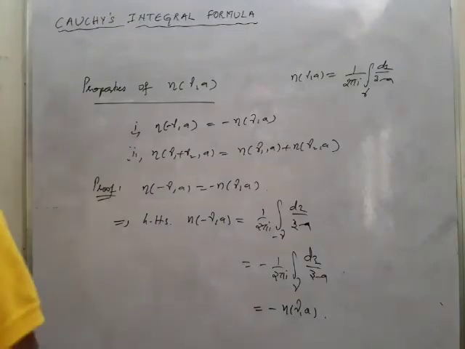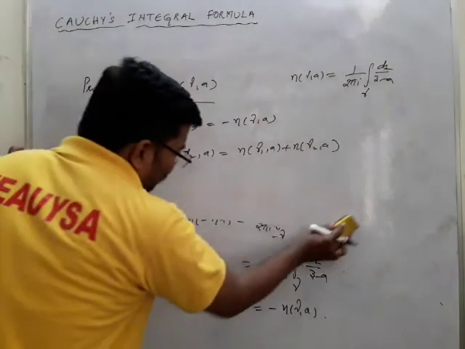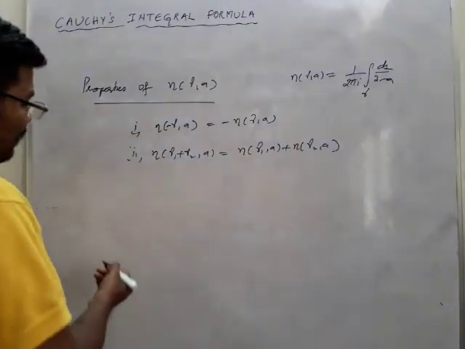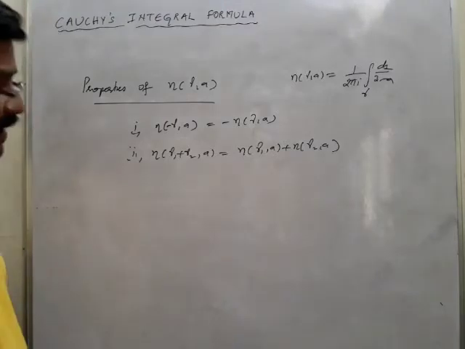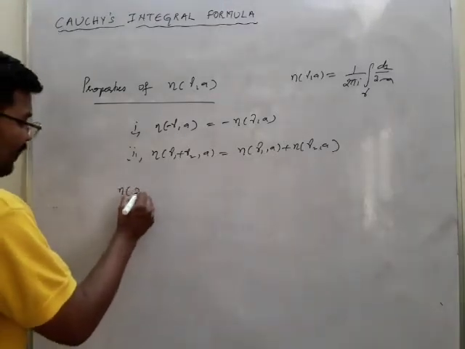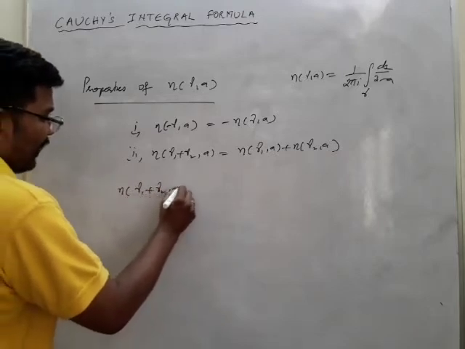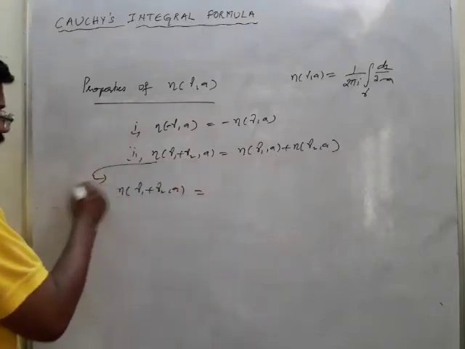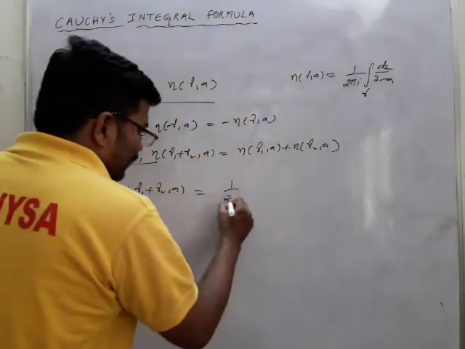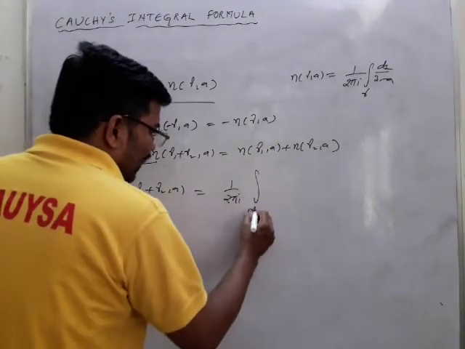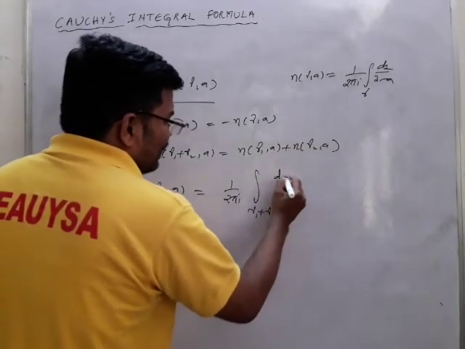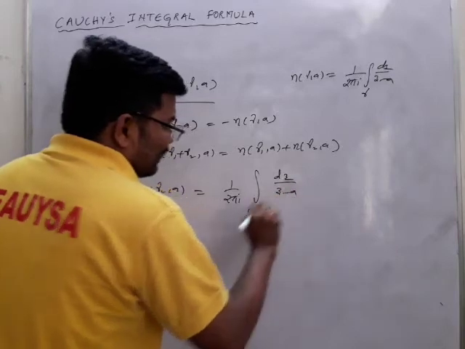In a similar fashion, the second one also we can easily solve. See why I am doing all this: to solve the problems easily, we are going to solve the problems with the help of this. Now next, the second one, n of gamma 1 plus gamma 2 comma a. I am taking the LHS directly for this proof. So this one I may write as 1 by 2 pi i integral gamma 1 plus gamma 2 dz by z minus a, like this.